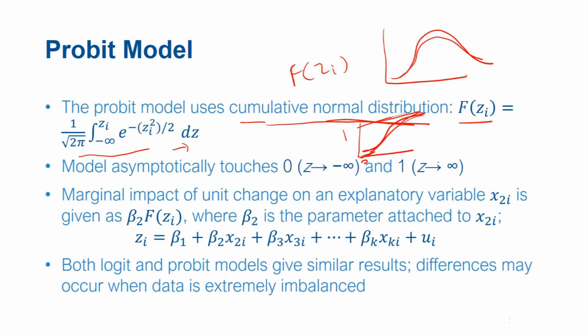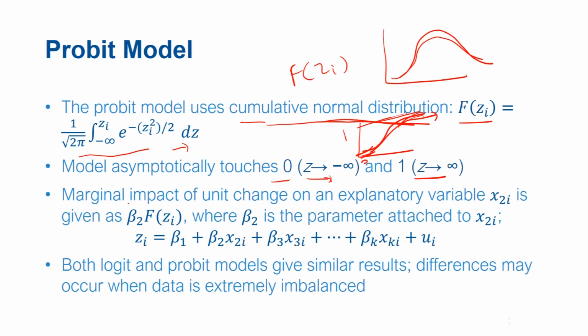Now, the properties are exactly the same as the Logit function. Remember that if z tends to minus infinity, this function approaches 0, and if z tends to plus infinity, it approaches 1. So that is a very desirable property for this kind of modeling.